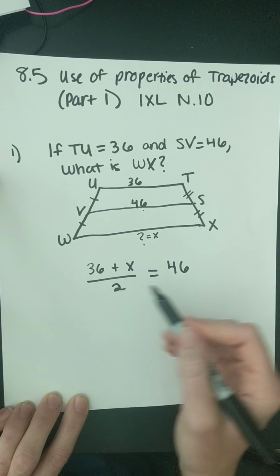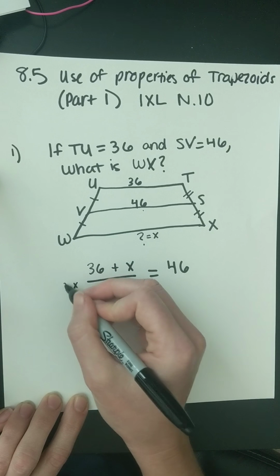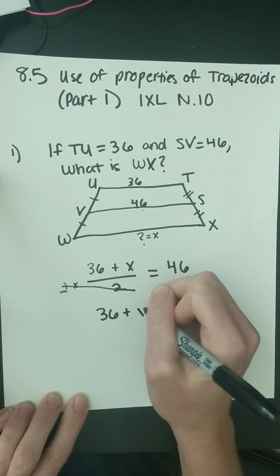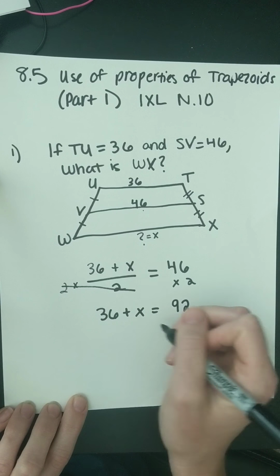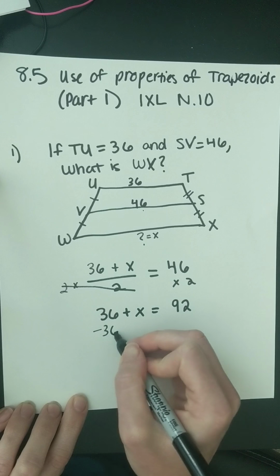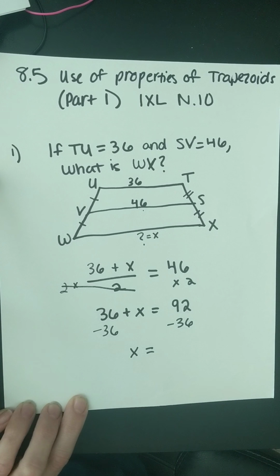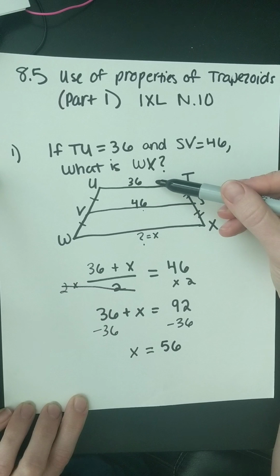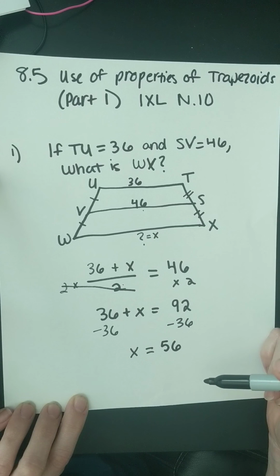So now we go through and solve. To get rid of this division by 2, we know we need to multiply by 2. So 36 plus x equals 92. And now we go through and subtract 36 from both sides. And x equals 56. So again, the outer 2 added up, divide by 2 should equal this mid segment every time.